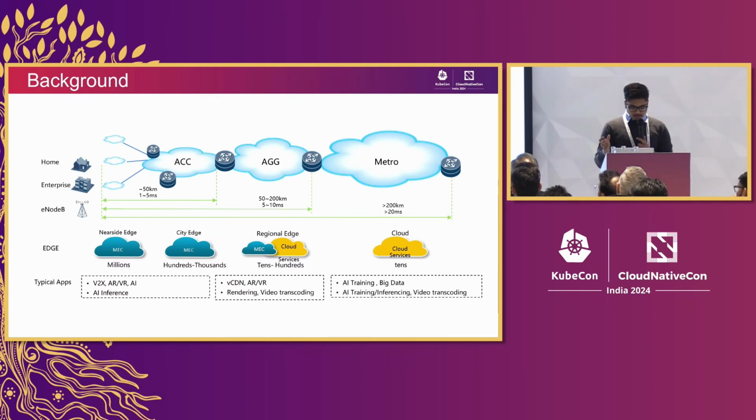These two have use cases like V2X, AR, VR, AI, etc. V2X is vehicle to everything. It's a technology for vehicles to interact with their environment so that they can perform things like autonomous driving or road safety, etc. And a lightweight model can perform AI inference at this near side edge or city edge.